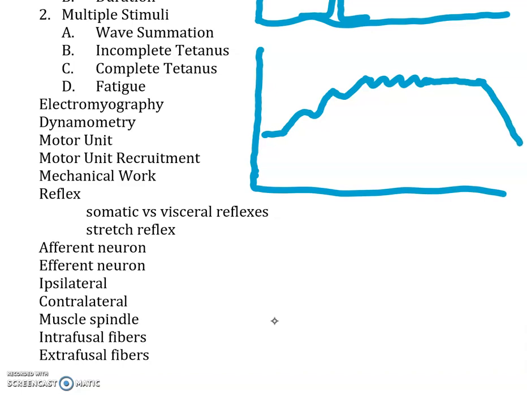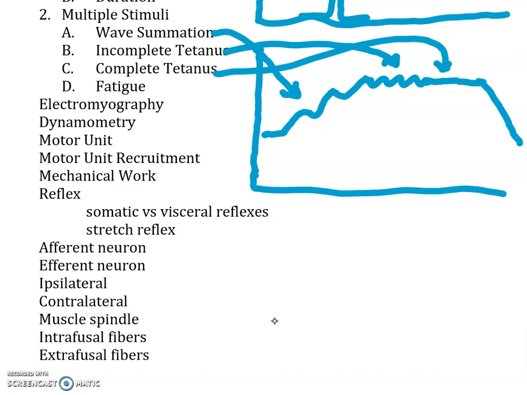So let's match these terms here. Wave summation, that's this part right here. Incomplete tetanus will be up here. And complete tetanus is going to be up here. And then fatigue is when the muscle starts to lose tension because it's running out of ATP and also typically building up lactic acid. Okay, so that would be all the main parts of the lab.